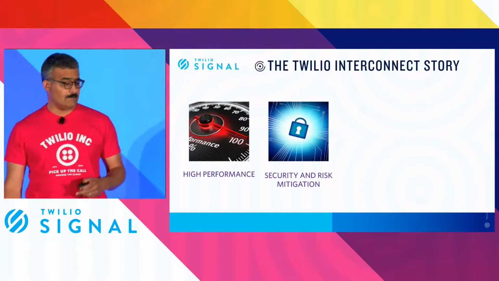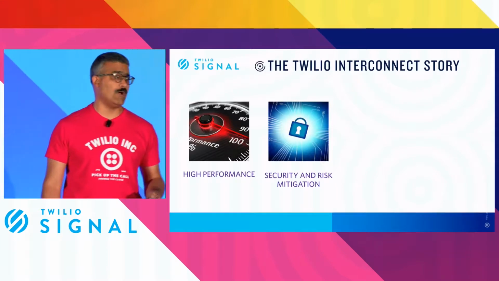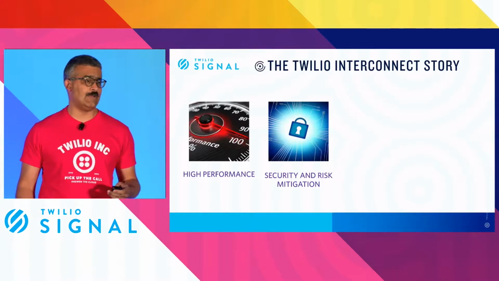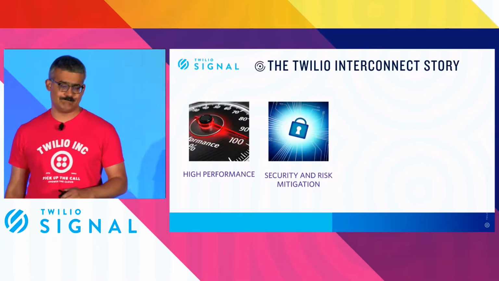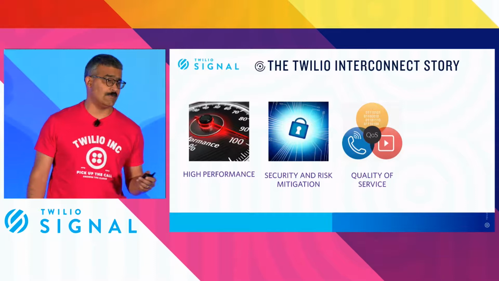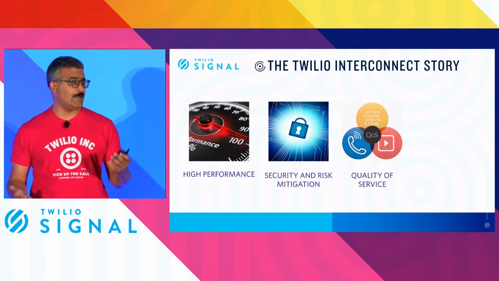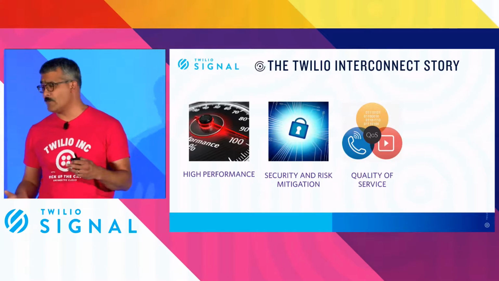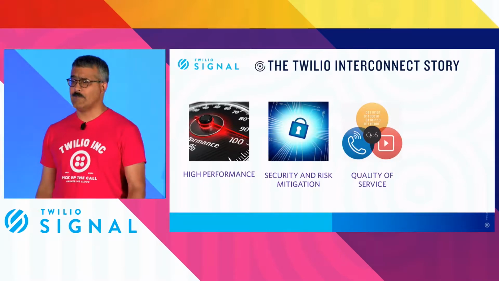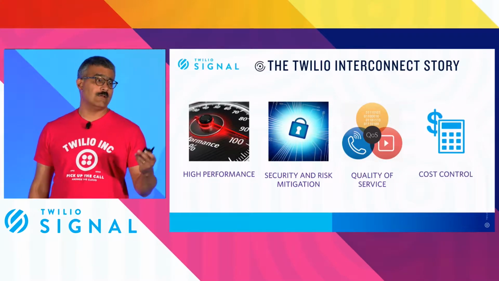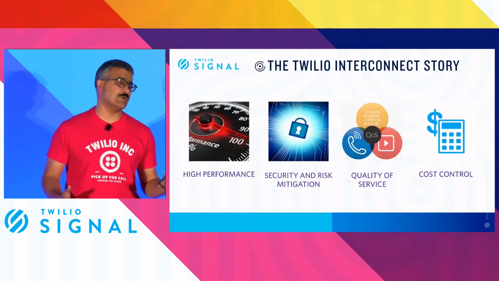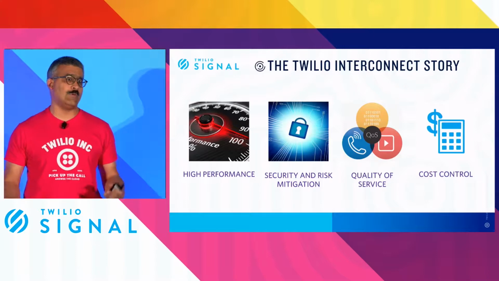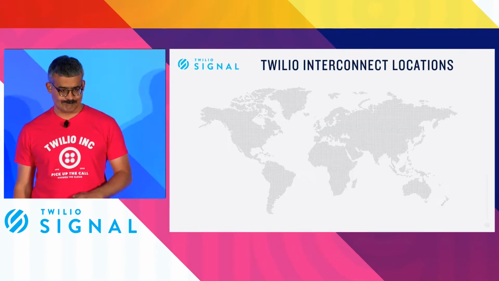And then security and risk mitigation is another reason why. People wanted to be able to control security, be able to isolate, and not have to worry about what could happen on the internet. As well as quality of service, so you have control over that bandwidth. If you have a large contact center, you want to be able to control what size of bandwidth you have so that you can control that quality of service. And cost control: knowing how much you're going to be charged on a monthly basis so you can actually determine what kind of bandwidth you want and need.